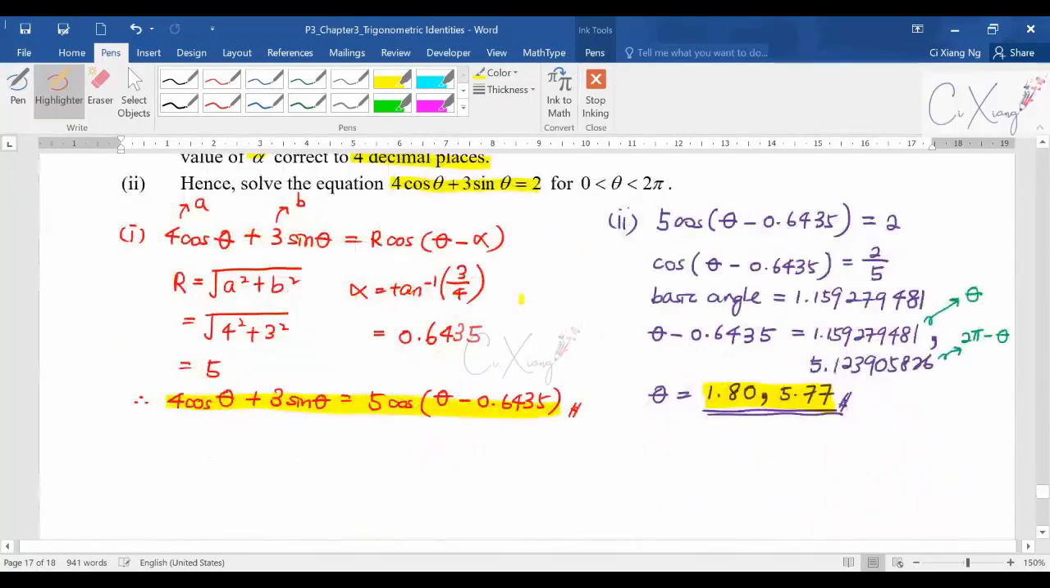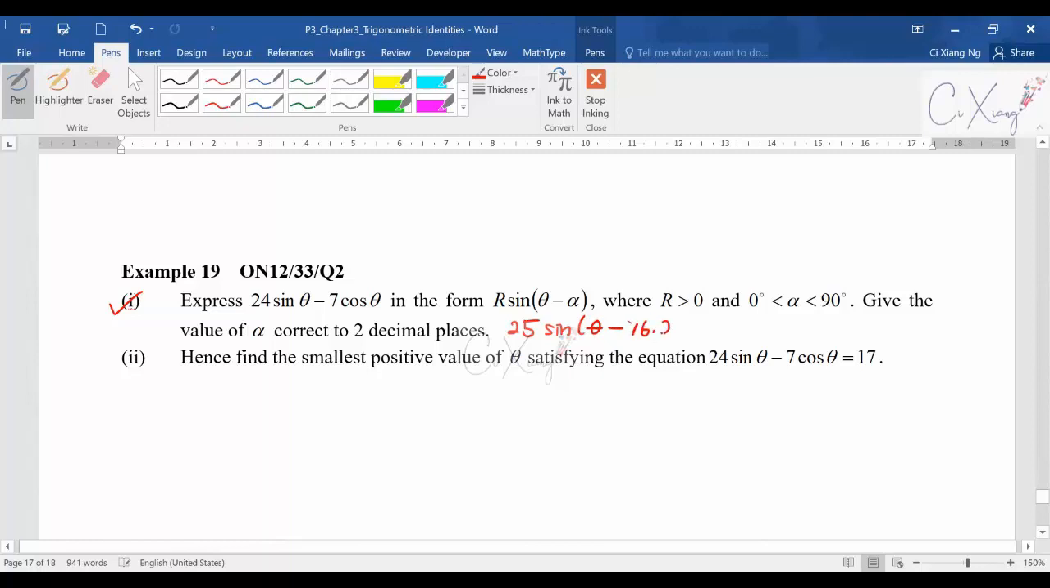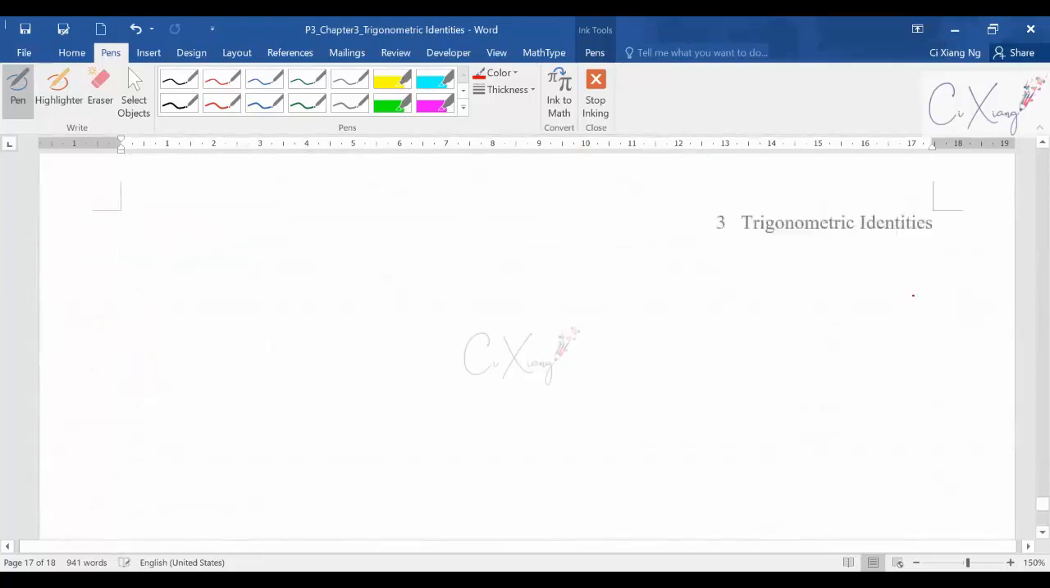So for example 19, I want you to try it out on your own. I will give you only the final answer. For the first part of example 19, you should get the answer like this: 25 sine theta minus 16.26 degrees. After that, they want you to find the smallest positive value of theta satisfying this equation. It is not hard also. The answer that you get should be theta equals 59.1. Please try this out on your own, and if you cannot get the answer, please let me know. Okay, proceed to the next example, which is also the very last example for our chapter 3.